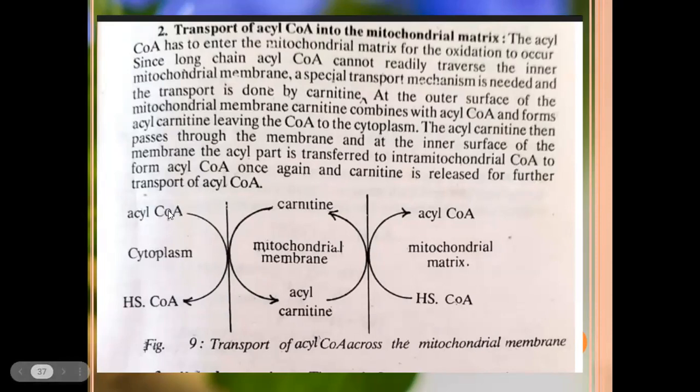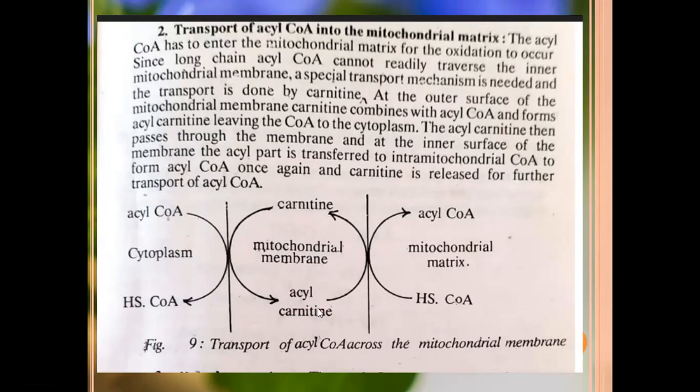The cytoplasmic acyl coenzyme A cleaves into two parts. One is acyl, the second one is coenzyme A. First, acyl is combined with carnitine. Carnitine is present in the mitochondrial membrane, as carnitine proteins. Initially, acyl combines with carnitine to form acyl carnitine.